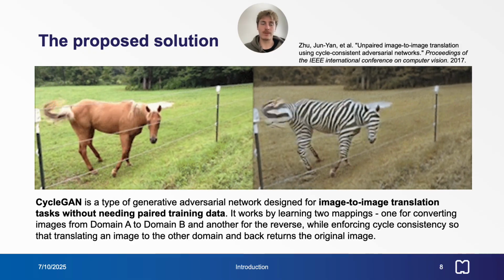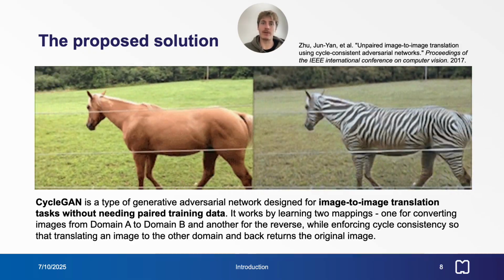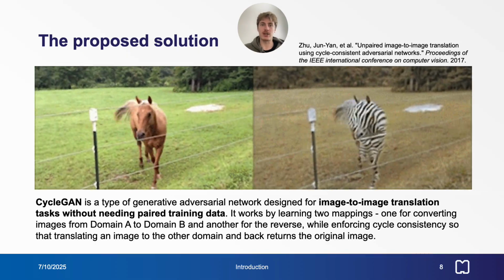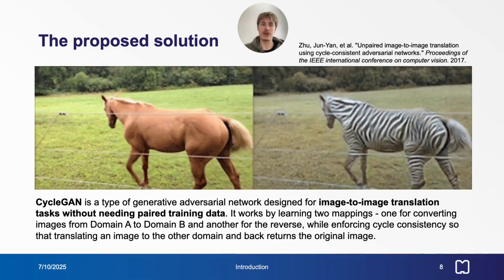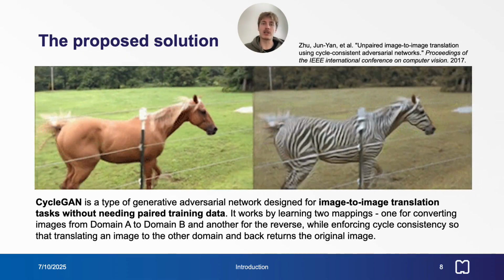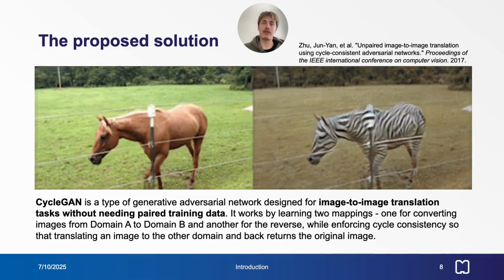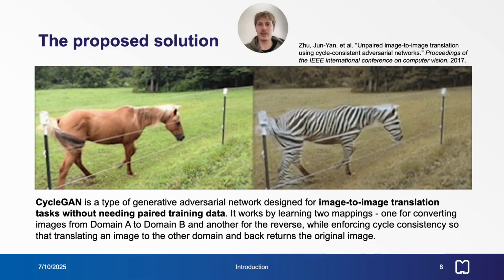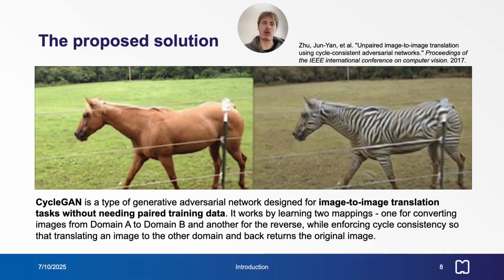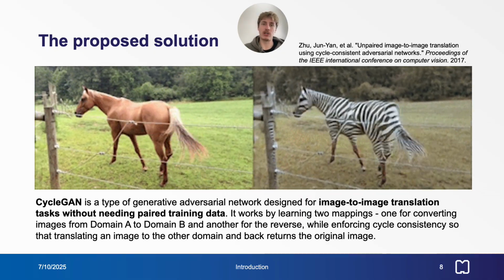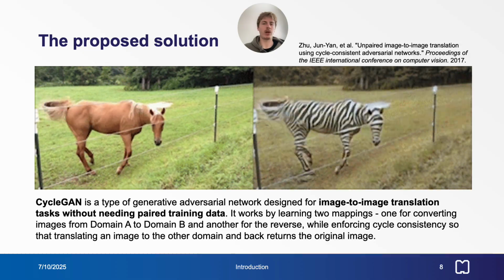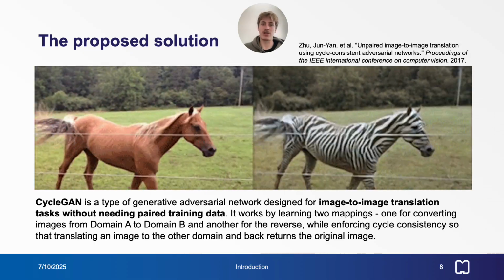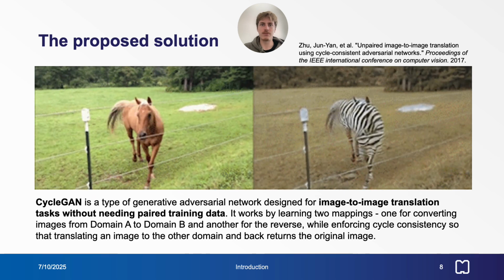Our solution was based on CycleGAN, which is a type of generative adversarial network designed for image-to-image translation tasks without needing paired training data. It works by learning two mappings, one for converting images from domain A to domain B, and another for the reverse. You can see that this problem was initially conceived to map images of horses to zebras, but could be more broadly applied to image processing problems, such as that of cast suppression.